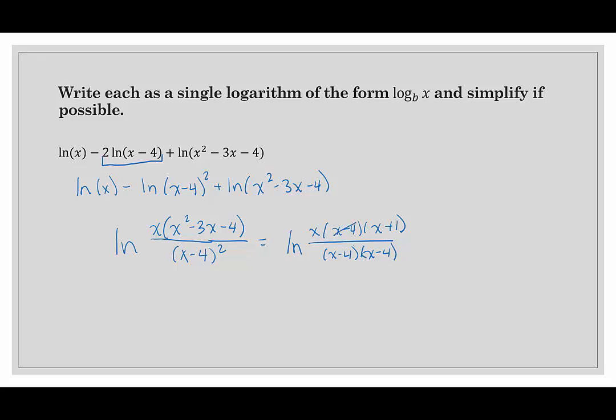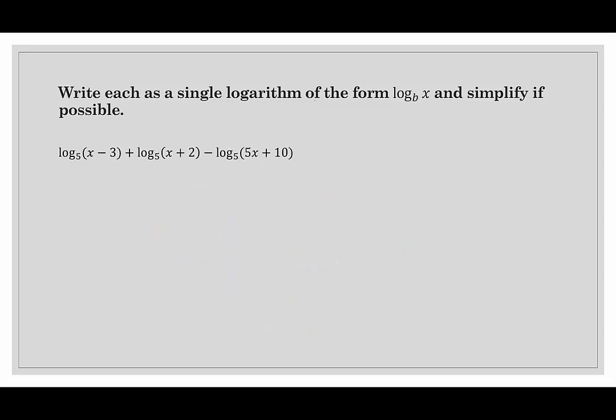And look, we can simplify. So there's one factor of x minus 4 that will cancel from the numerator and denominator, giving us a final answer of ln of, and if you want to multiply through, you can. I like just leaving things in factored form. x times x plus 1 divided by x minus 4. Notice we have one single logarithm, right? It says write as a single logarithm, and we've simplified as much as we can.